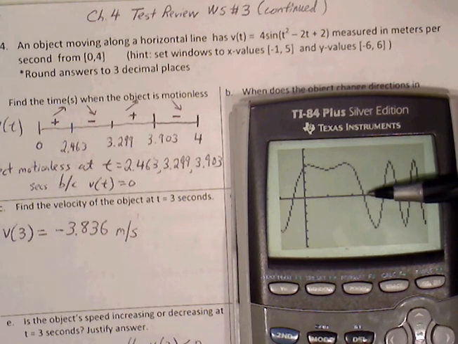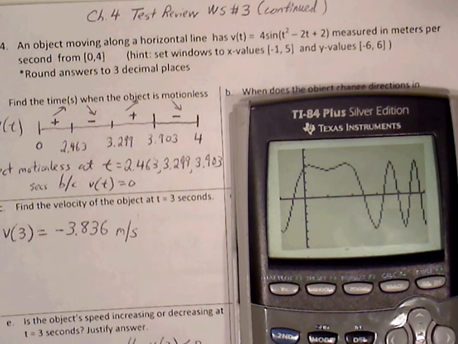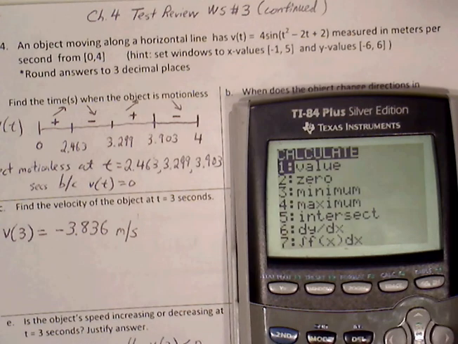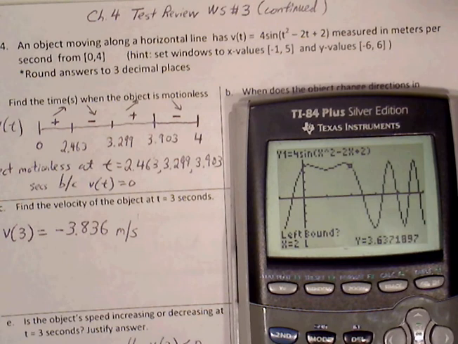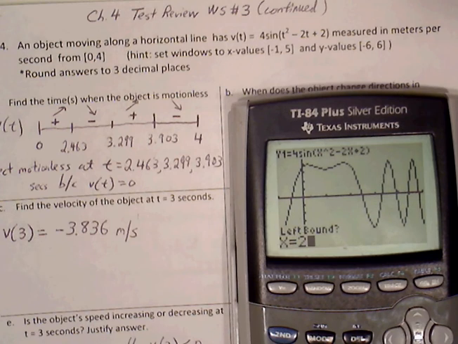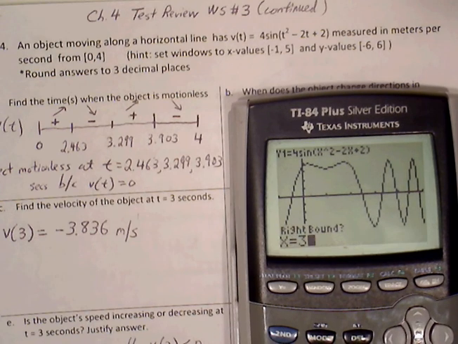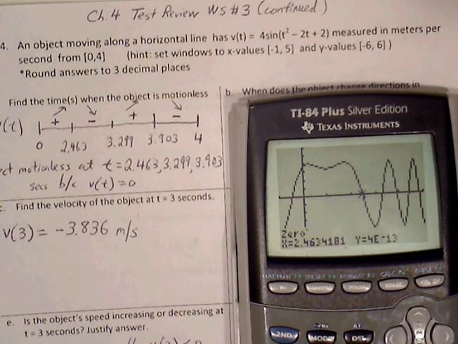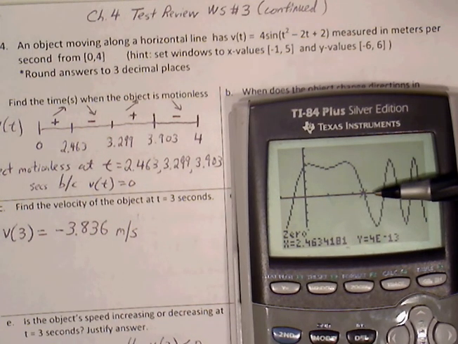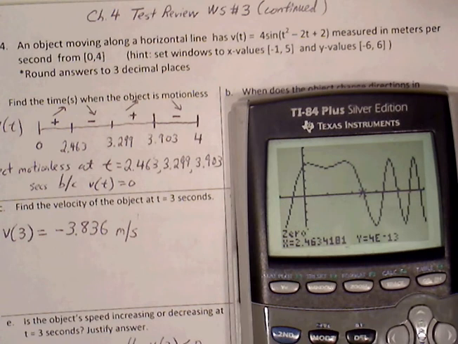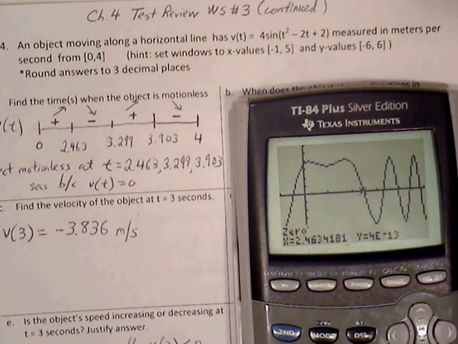The way we find these intercepts, we can simply go to second trace, use the zero feature, and we see that it'll be between x values of 2 and 3. So left bound 2, right bound 3. My first intercept will be at 2.463, and I can repeat that same method for finding the second and third intercepts.